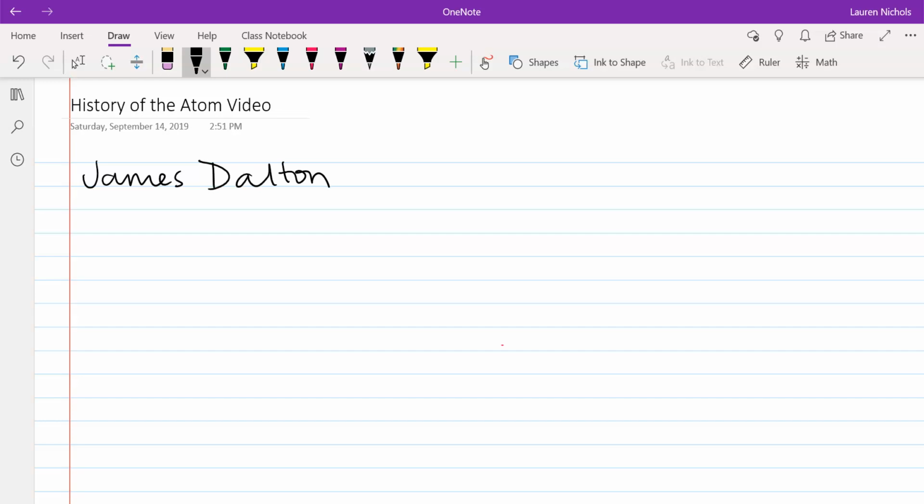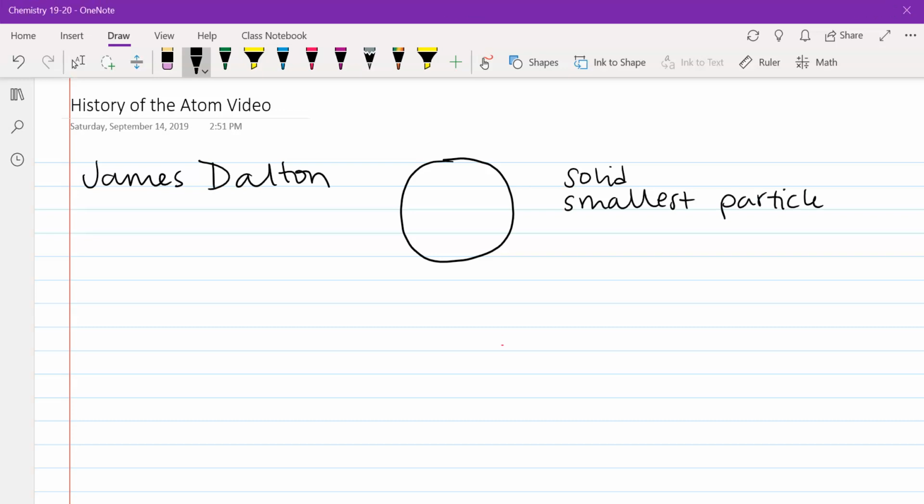Now, James Dalton is not really tested, but it's important to note that he thought the atom was a sphere and it was solid and the smallest particle. He thought that you could get no smaller than this atom. His model was called the billiard ball model, because it looks like a billiard ball, or if you've ever played 8 ball on your phone or played a game of pool, the little balls that are on the table. That's what he thought they looked like.